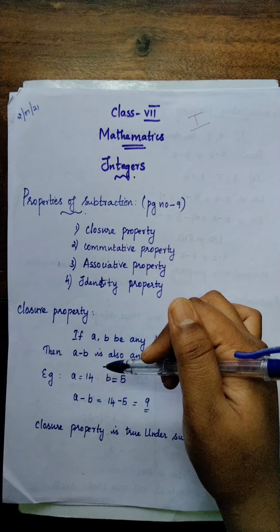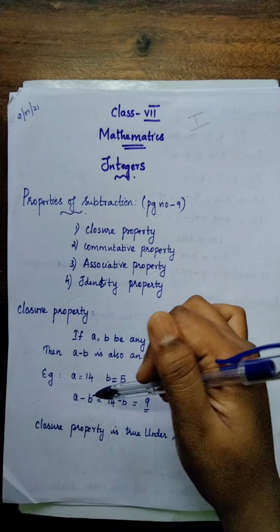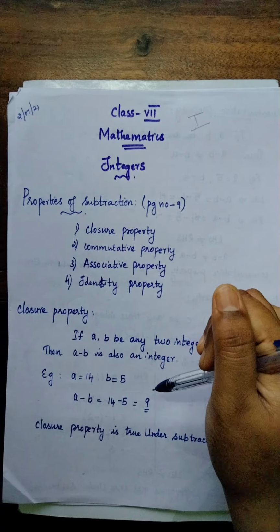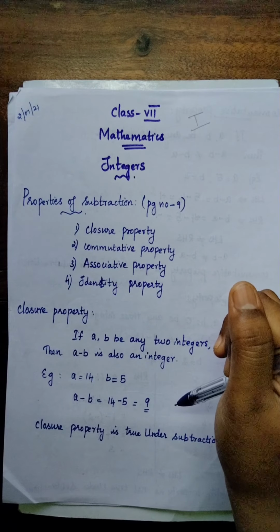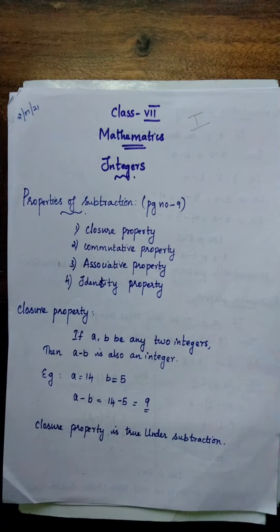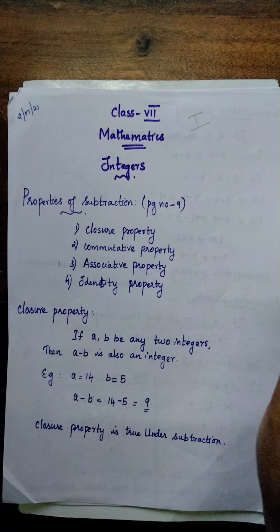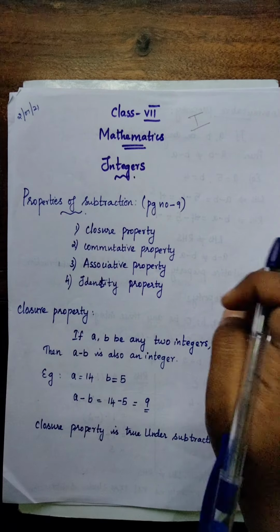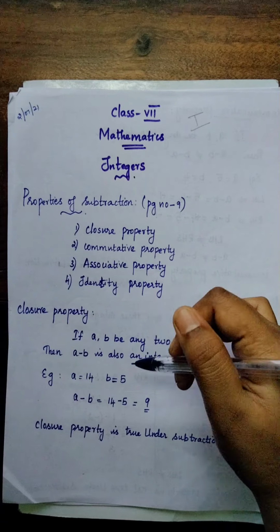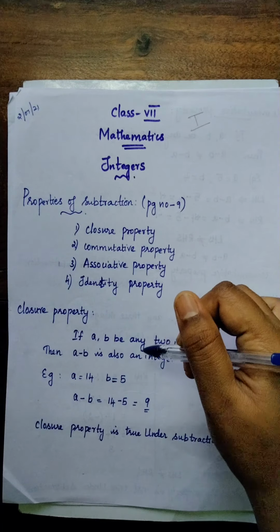The value for a is 14, the value for b is 5. a minus b, that is 14 minus 5, is equal to 9. Is 9 an integer or not? Yes, it is an integer. So the closure property is true under subtraction. What is the first property? It is the closure property. If a, b are any two integers, then a minus b is also an integer. With a equal to 14 and b equal to 5, a minus b, that is 14 minus 5, is 9.